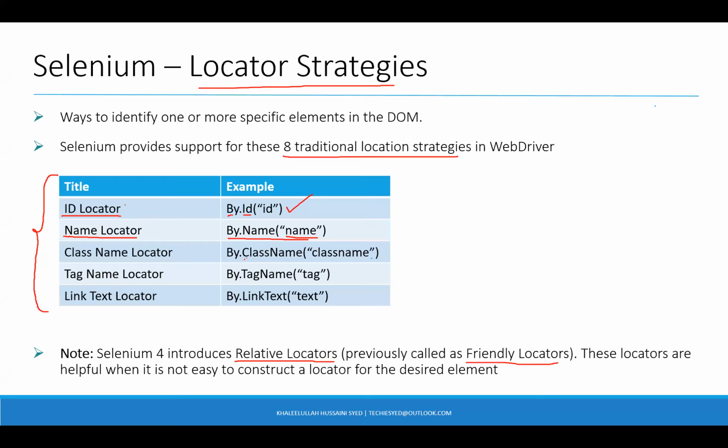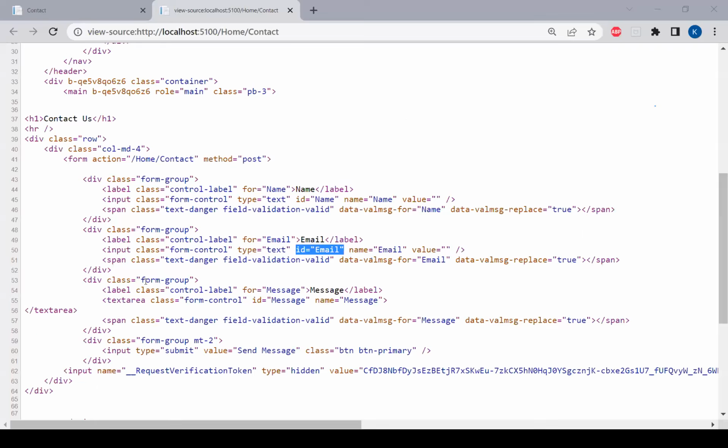Same is true for class name. It takes a class name, the CSS class name, as the parameter, and then finds the elements using that class. It's called the class locator. There is also a tag locator. A tag locator searches for an element based on the tag, like this is a tag, this is a tag, this is a tag, right? So it locates the element based on the tag, like this is also a tag.